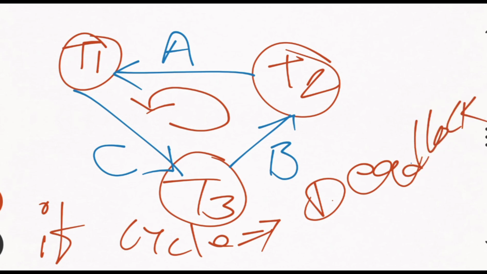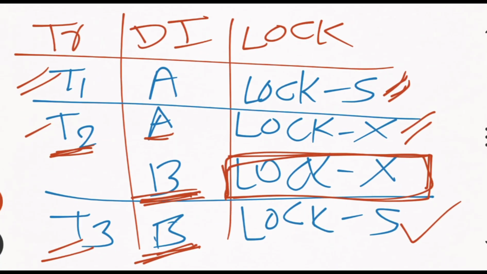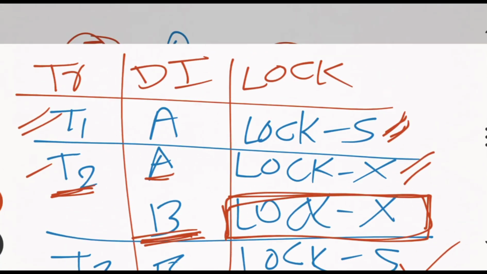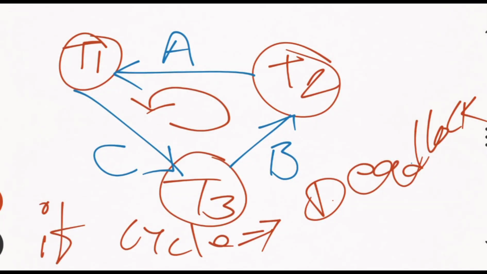In the example I have given you, there is no deadlock. But I am telling you that if such a situation occurs, then there is a deadlock and it is detected. So this is all about deadlock detection.